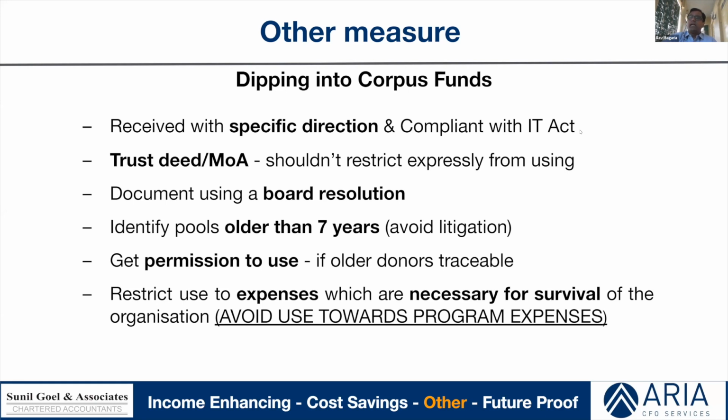Again, one other good step to add is maybe if you can trace the old donors, go back and ask them for permission to use their money, which is from corpus, for other things, because again, it is their wish which will help you move this or repurpose this. Restrict the use of corpus towards expenses which are necessary only for your survival. That means avoid at all cost using this towards program expenses, because the nature of corpus funds is to make sure that you use this for the survival of the organization.